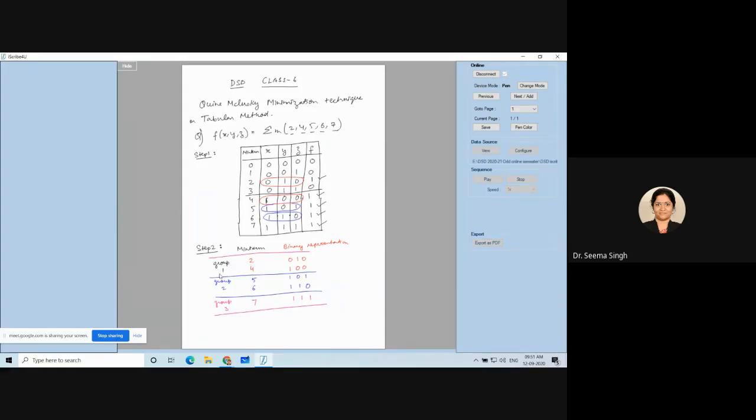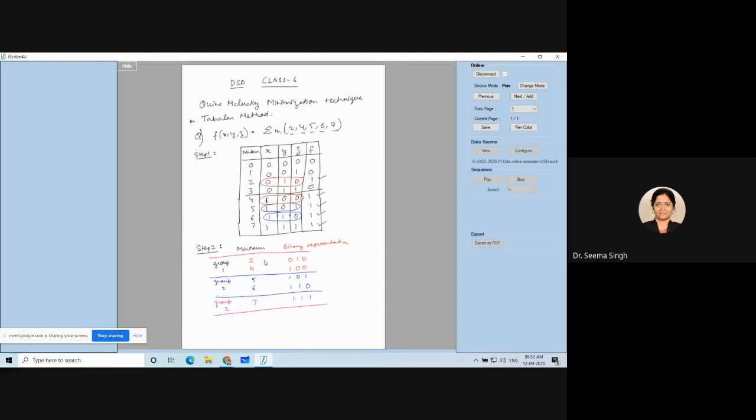For example, in group 1, the first term is 2. I need to check this group with the next group one by one. So 2 will be checked with 5, 2 will be checked with 6. Same way, 4 will be checked with 5, 4 will be checked with 6, whether pairing is possible or not. Once you finish this, you go to the next pairing, group 2 and group 3. Then you will be doing pairing 5 to 7, 6 to 7.